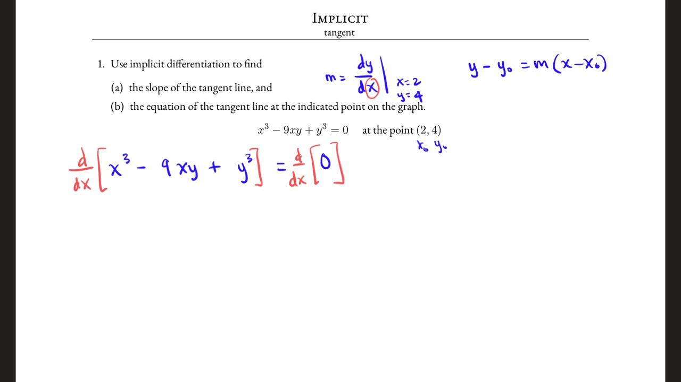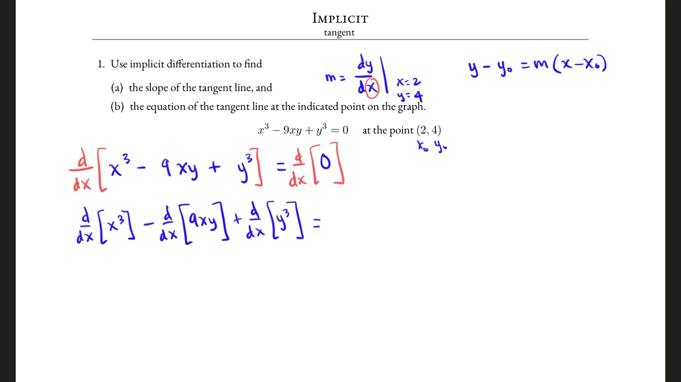On the left hand side, it is the difference and the sum, and the derivative of the difference and the sum is the difference and the sum of the derivatives. What that means is that we can take the derivative of each of the terms separately and add or subtract them. This is the derivative of x cubed minus the derivative of 9xy plus the derivative of y cubed, and then on the right hand side the derivative of 0 is 0. We will find the derivative of each of these terms separately.